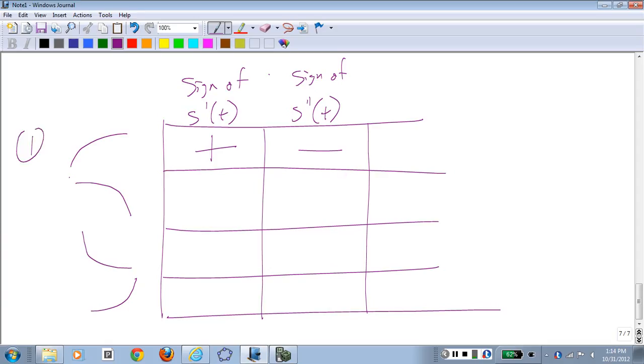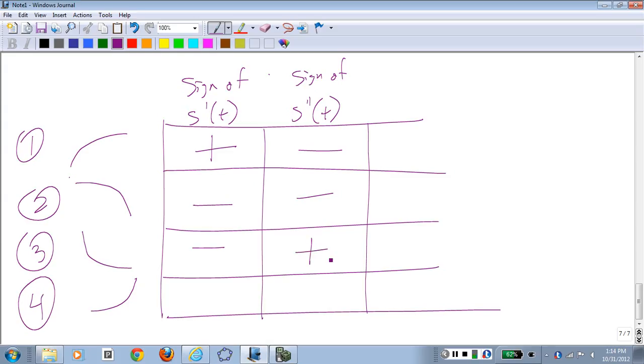So there's 1, 2, 3, 4. The second one: is it increasing or decreasing? Decreasing, so s prime is negative. Concave up or concave down? Down. Next one, is it decreasing or increasing? Decreasing, so s prime is negative. Concave up or concave down? Up.